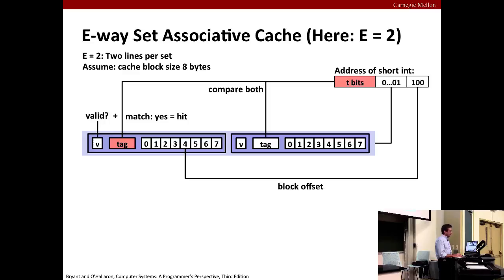Okay, so then once we've identified a match, we use the set offset bits. In this case, we're accessing a short int. So 4 is the offset within the block of the 2-byte short int, which we can then return to the processor.